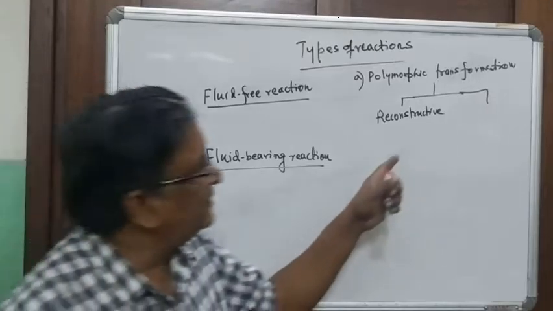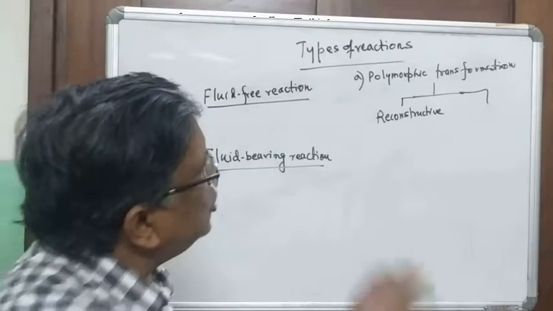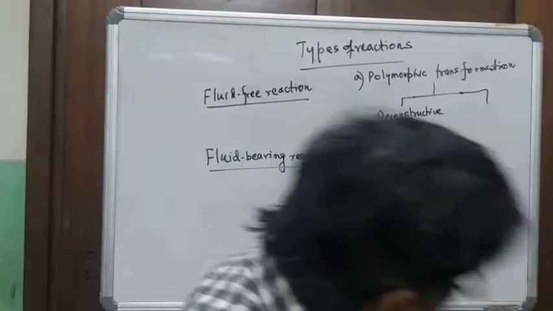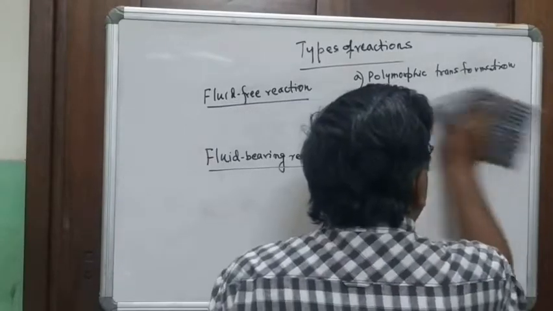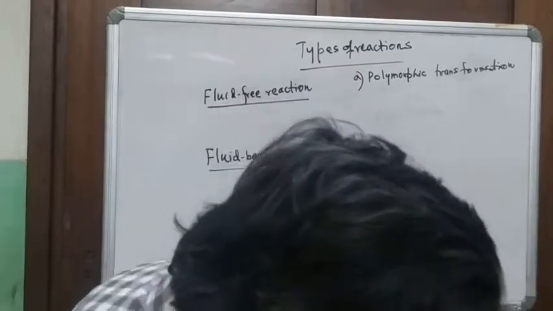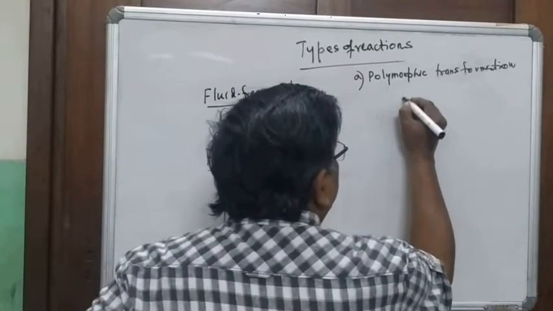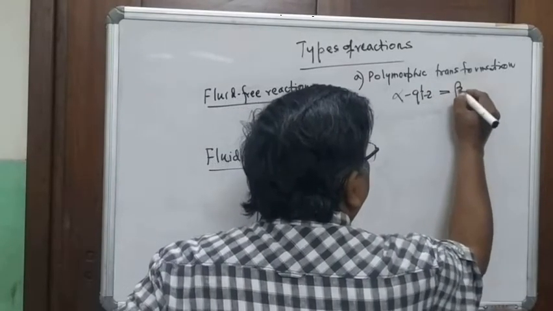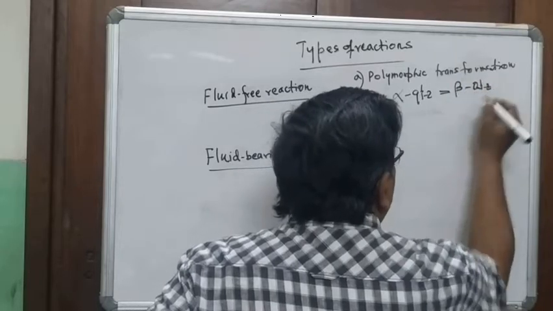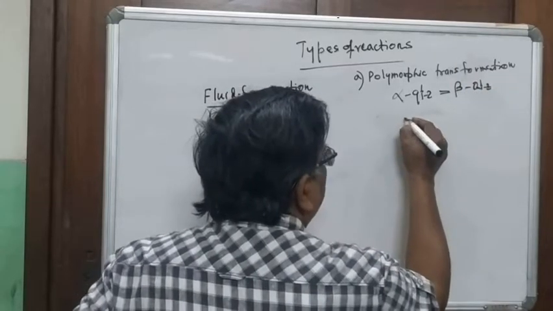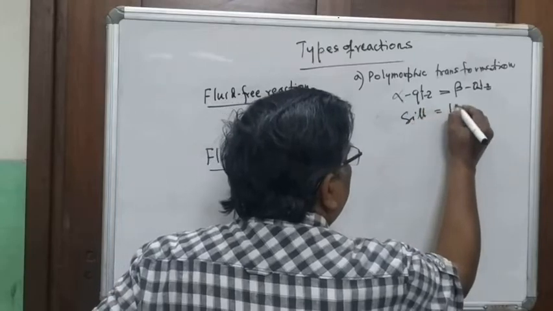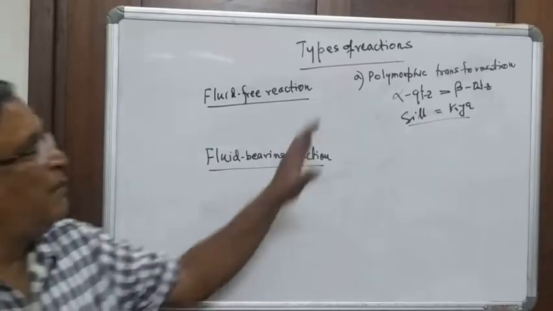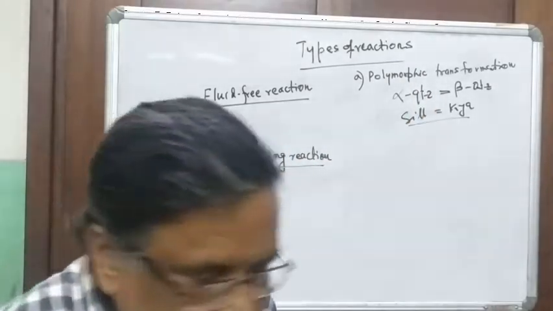Yeah, I forgot. Getting old. Anyway, there are two types of polymorphic transformations. One is something like alpha quartz equal to beta quartz, such type of reaction. And the other one is like sillimanite equal to kyanite. These are the polymorphic transformations that occur.